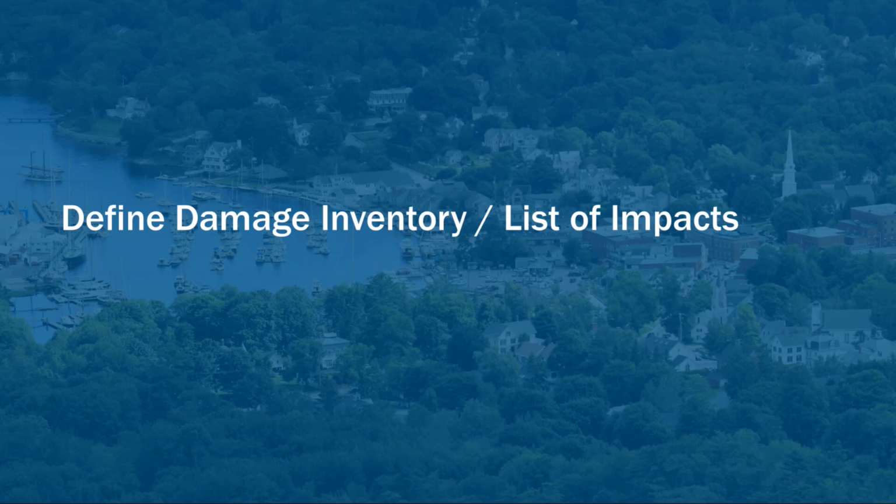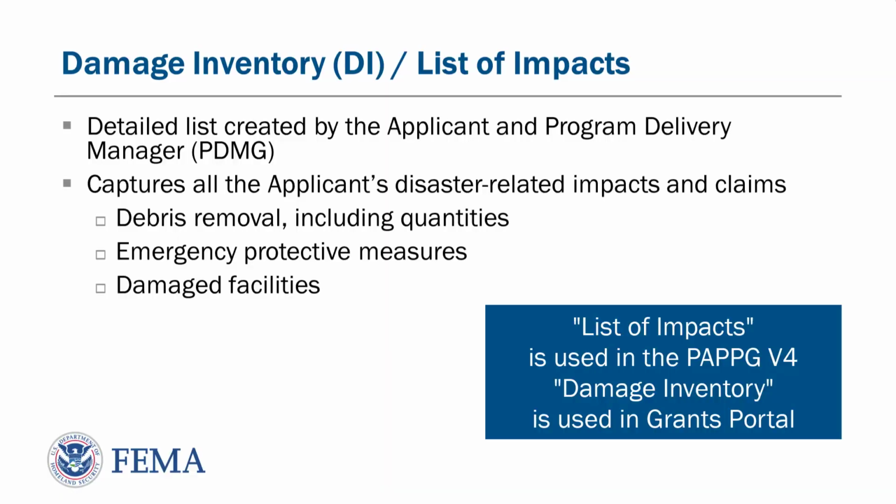Let's start with the damage inventory. This is also known as the list of impacts. The damage inventory, or DI, is a detailed list created by the applicant and FEMA Program Delivery Manager, or PDMG, to capture all disaster-related impacts and claims for reimbursement from public assistance.